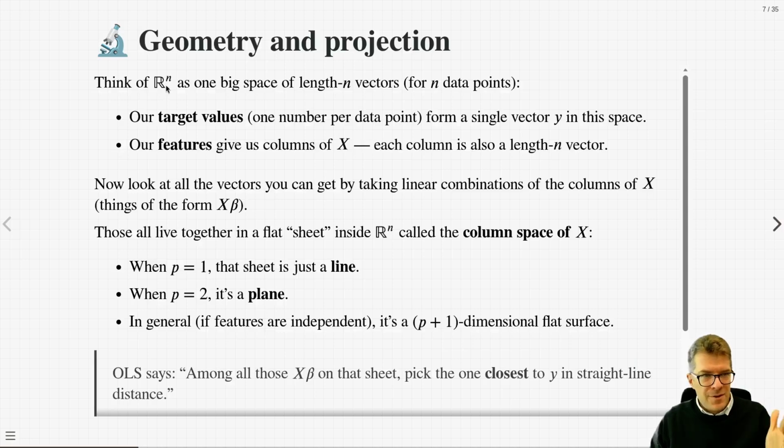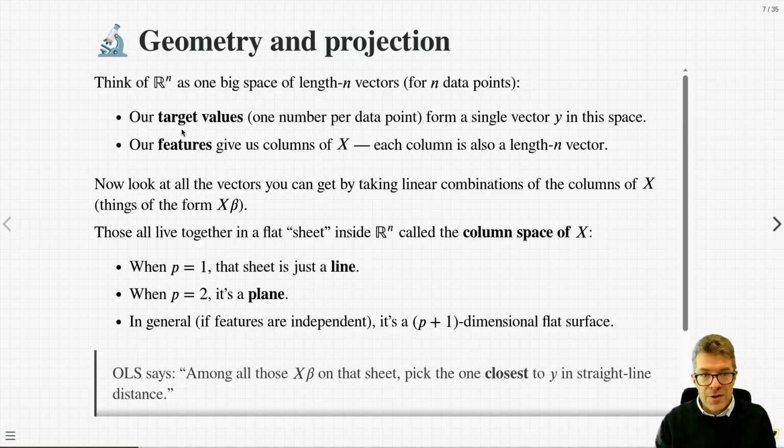R to the power of n is an n-dimensional space of real values. This is a big space, and in it we have points, which are length n vectors, if you have n data points. You have target values, one particular number per data point, which forms a single vector y in this space. So y is an n-dimensional vector, a point in this space.